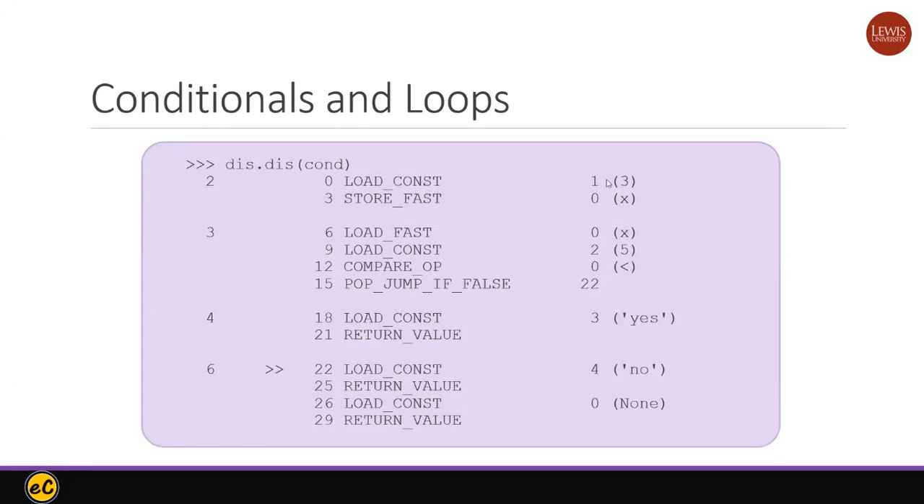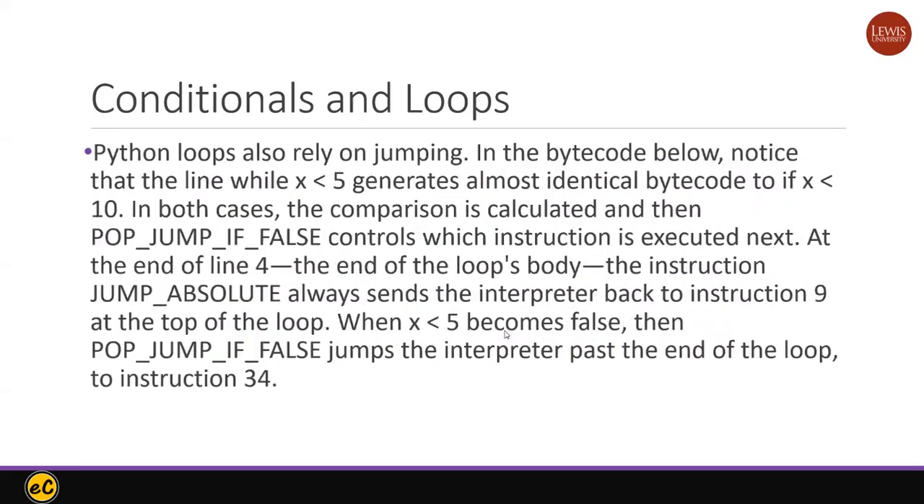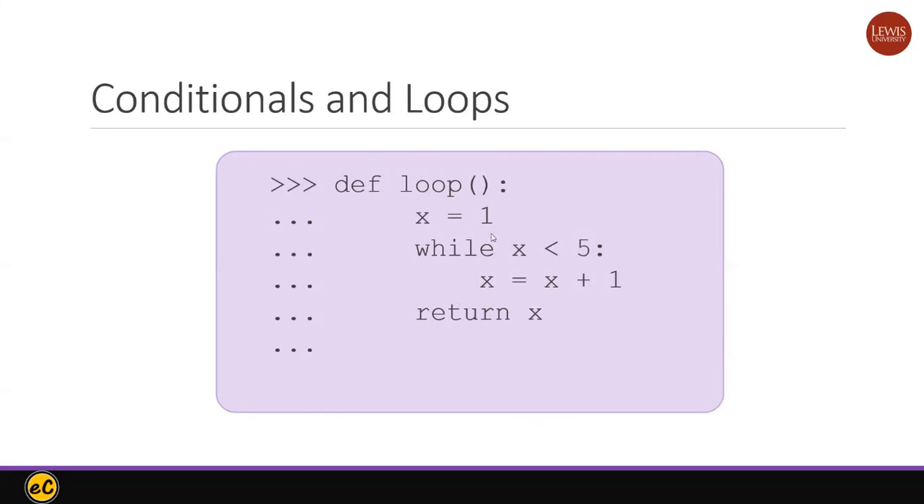So you load the 3 to register 1 and you store register 0 to X. Okay, you load your S to register 0 and then load the constant 5 to register 2 and compare the operand, and then jump if false to 22. So if true, you go into here. If false, you jump to 22. Okay, so that's the if statement. And then there's a loop.